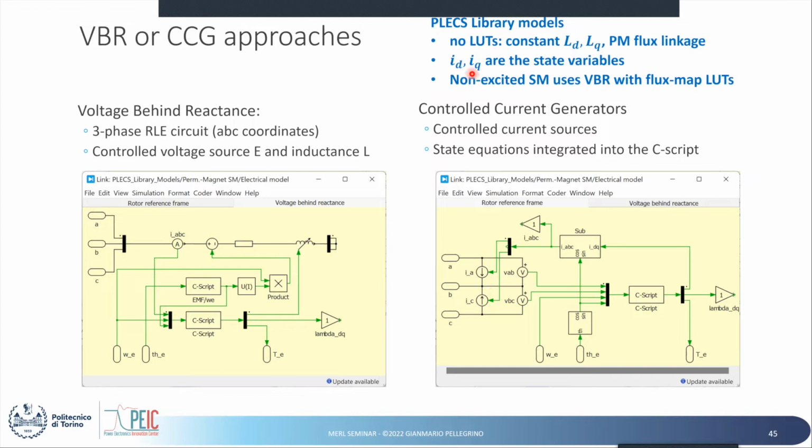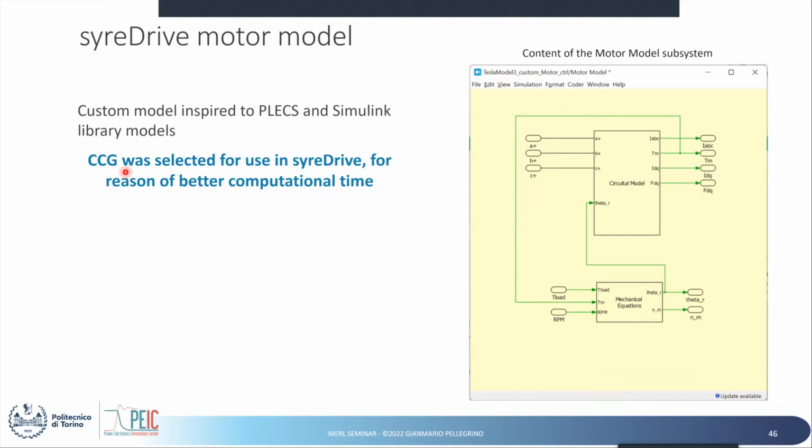And then there is a model with flux map loops, but it is kind of non-satisfactory to our scope. So what we did is we compared these two approaches and we created our own circuital model. And in the end, we ended up choosing the CCG, so the one with current generators, for the sake of quickness of computation.